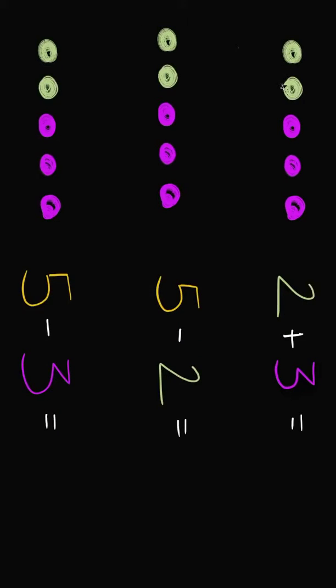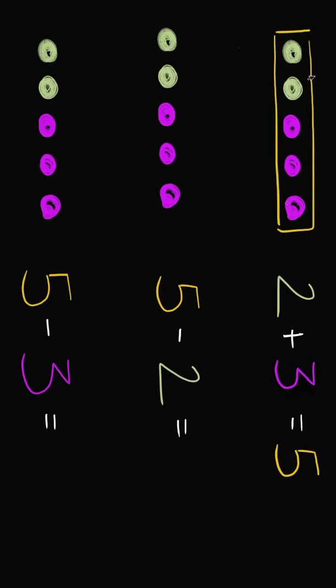I have 2 green balls and 3 purple balls. So how many balls do I have altogether? Well, that's going to be 2 green balls plus 3 purple balls, which is 5 balls altogether. And you see that right over there. There's 5 balls altogether. We can count them. 1, 2, 3, 4, 5.